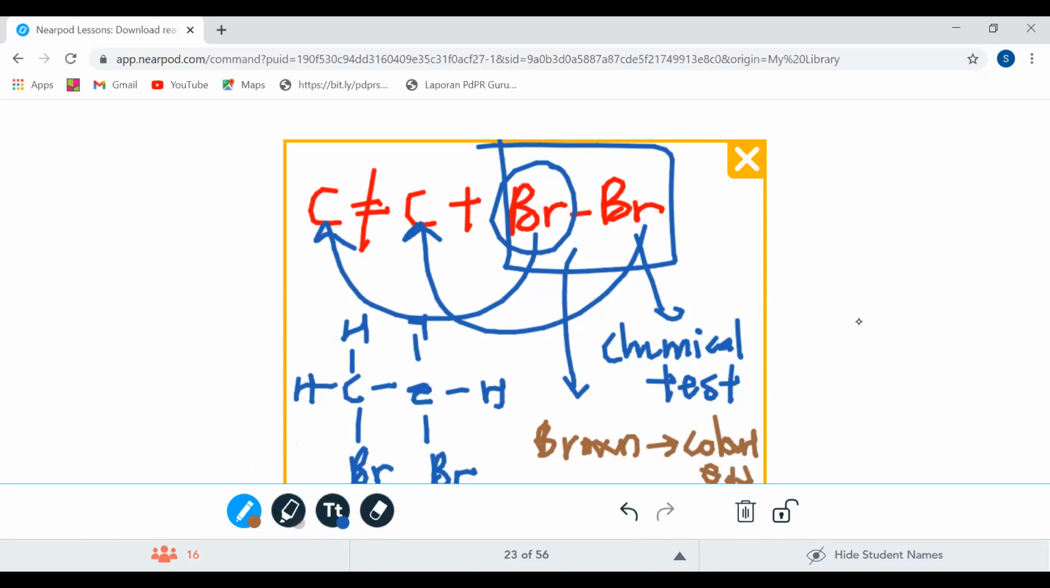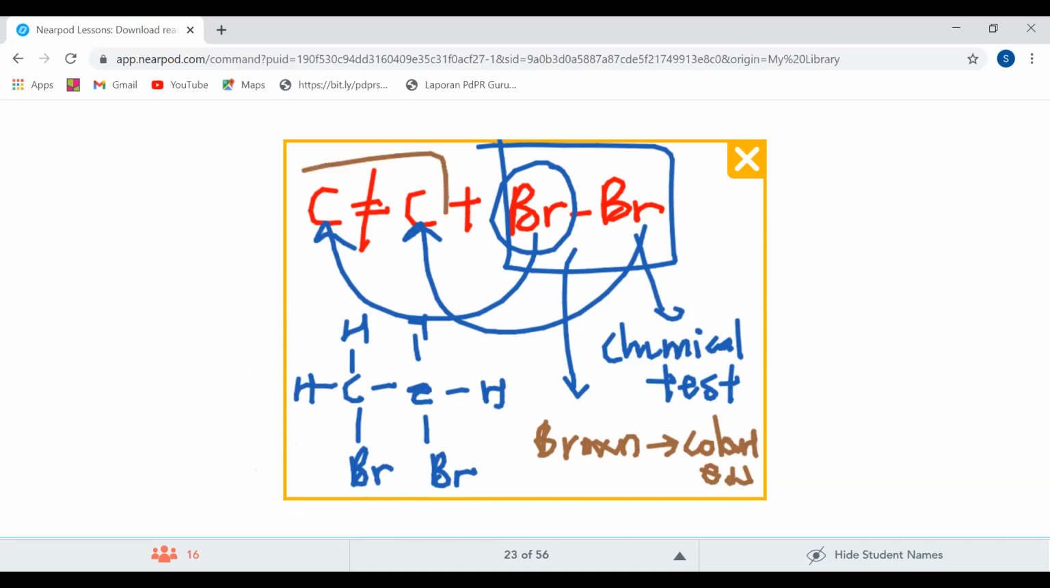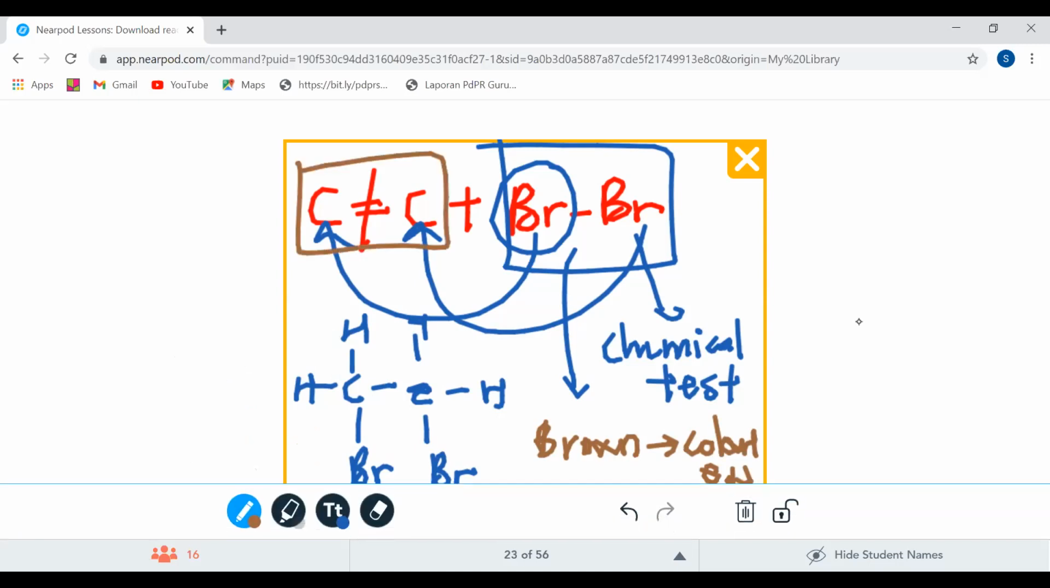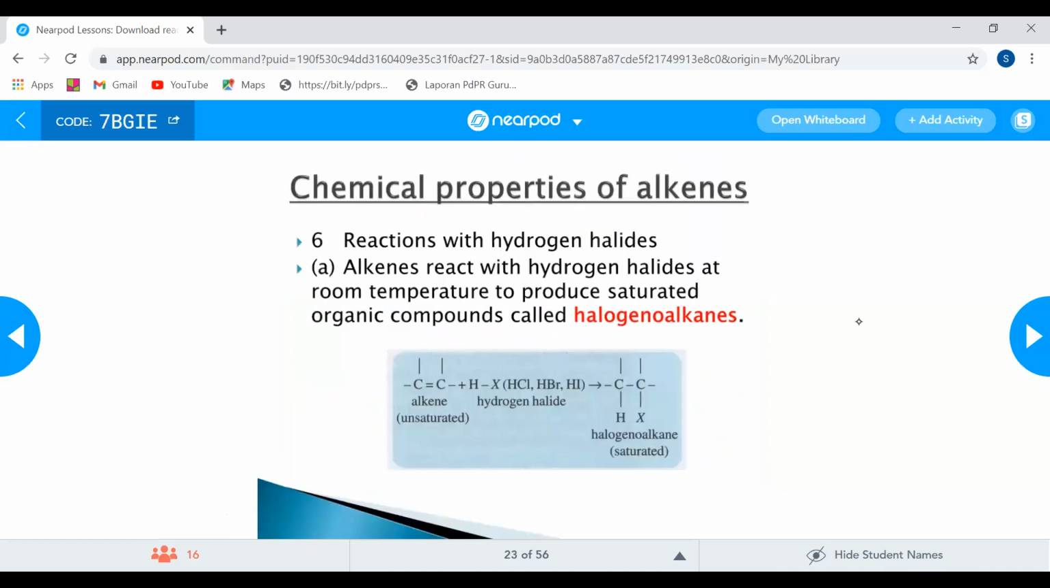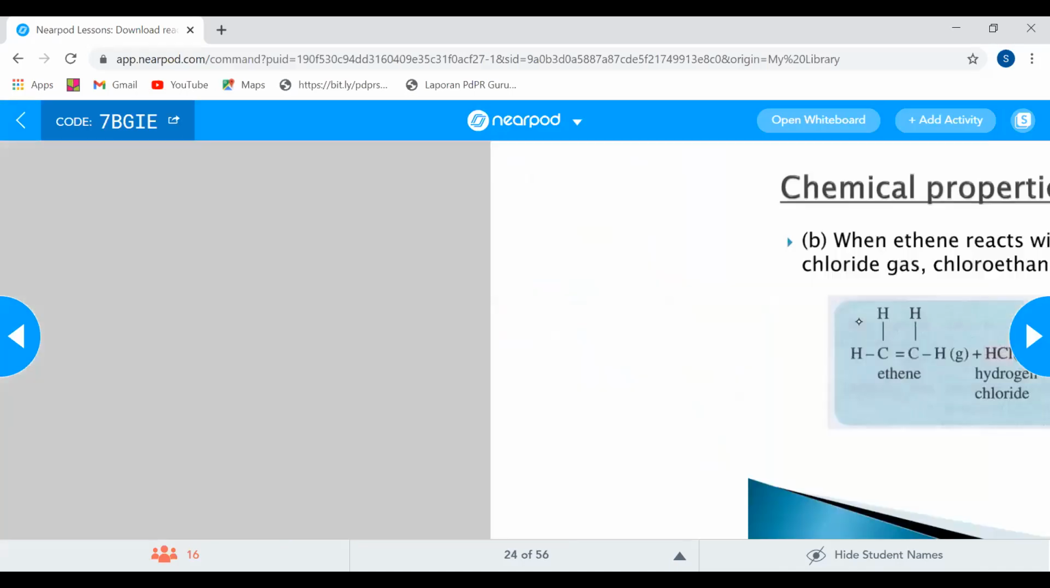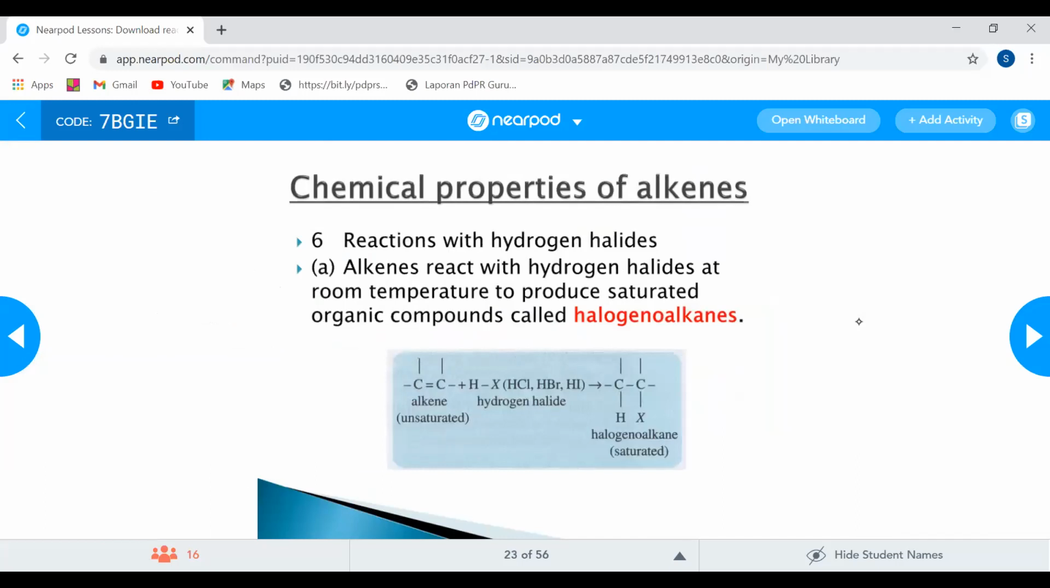Very hard to write on Nearpod. I understand your feelings. Drawing is easier than writing. So bromine will change from brown to colorless in an alkene. But in an alkane, there will be no color change. So far I'm repeating what I taught you last week. Two things I taught you last week. Today I'm going to tell you the third H.